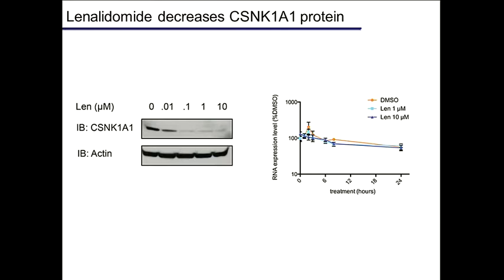So we redid all the studies that we did for IKZF1 and IKZF3, and I won't show you all of them, but when you treat with increasing doses of lenalidomide, you decrease the abundance of casein kinase 1A1, or casein kinase 1 alpha, at the protein level, with no change at the RNA level. So this is really just an effect on protein degradation, not an effect on RNA, a decreased transcription of the gene.